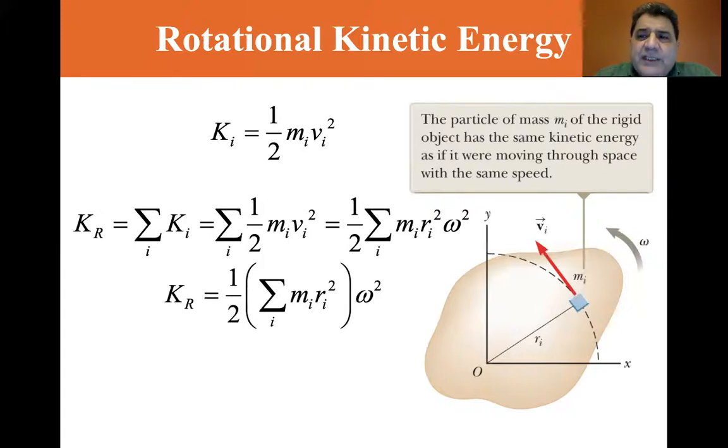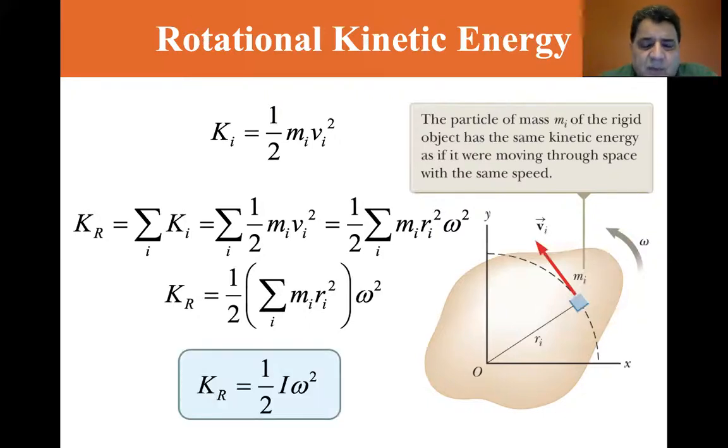All right, so the rotational kinetic energy is 1/2 times the sum of mi ri squared times omega squared. Well, what is the sum of mi ri squared? Well, that is the moment of inertia. So the rotational kinetic energy is equal to 1/2 I omega squared. So the translational kinetic energy up on top is 1/2 mass times velocity squared. The rotational kinetic energy is 1/2 I, the moment of inertia, times omega squared.